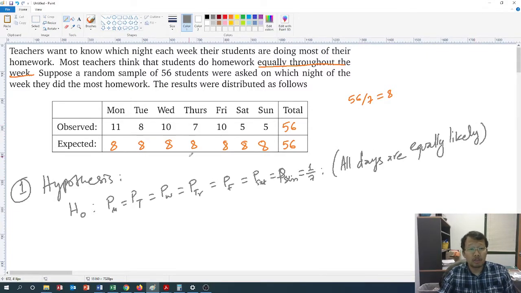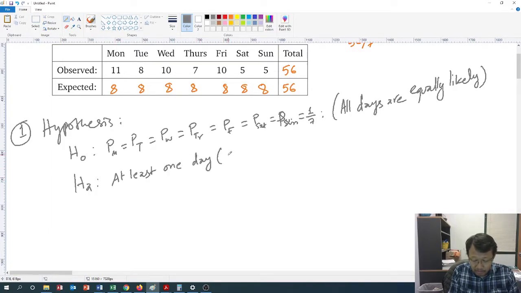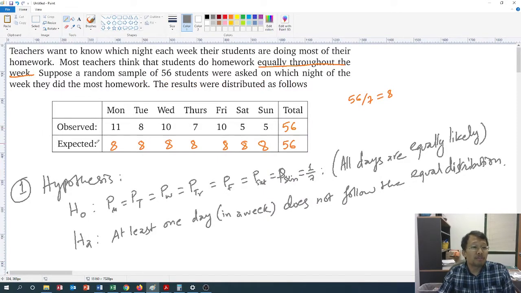Now, what would be the alternative hypothesis? The alternative hypothesis is a contradictory statement to this one. So at least one day in a week does not follow the equal distribution. That means at least one of the days doesn't have equal frequency or equal probability. Then now we will go for finding the test statistic and p-value. Since here we are talking about observed values and expected values, it's always logical to go for the chi-square test.